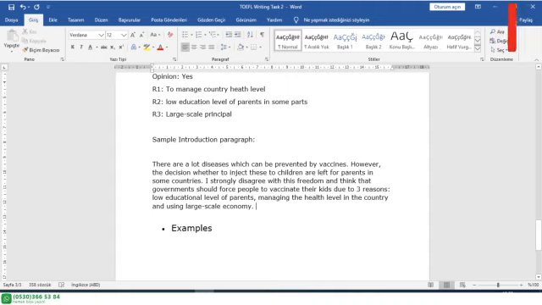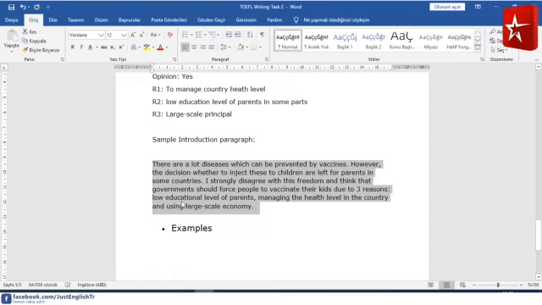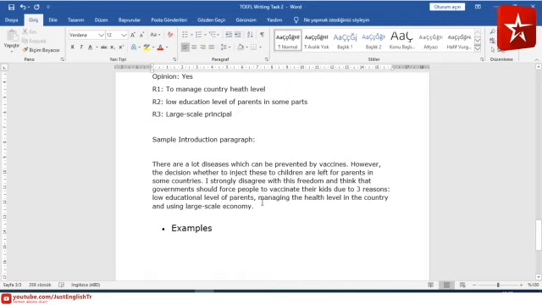Okay, so my introduction gives us information on everything that we were supposed to do. And as you see, there are 64 words in my introduction paragraph, which is very good. So it means I can write a little bit less in body paragraphs.